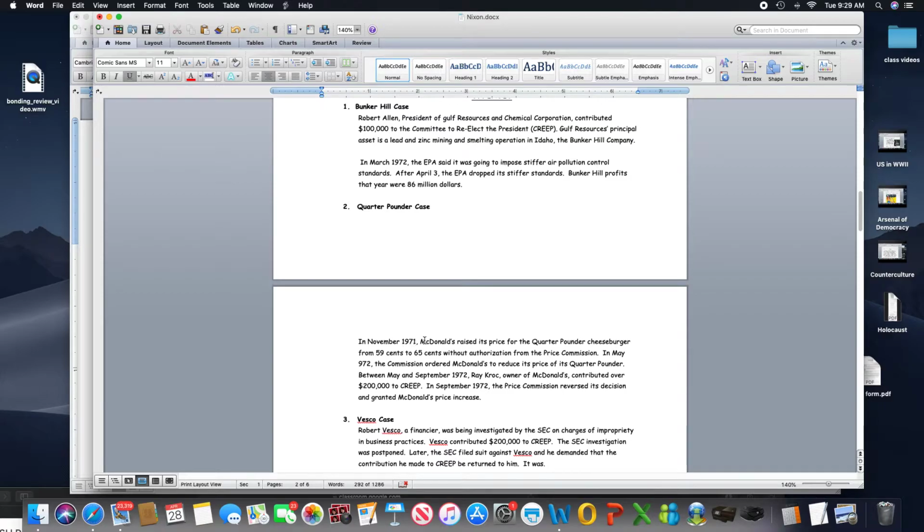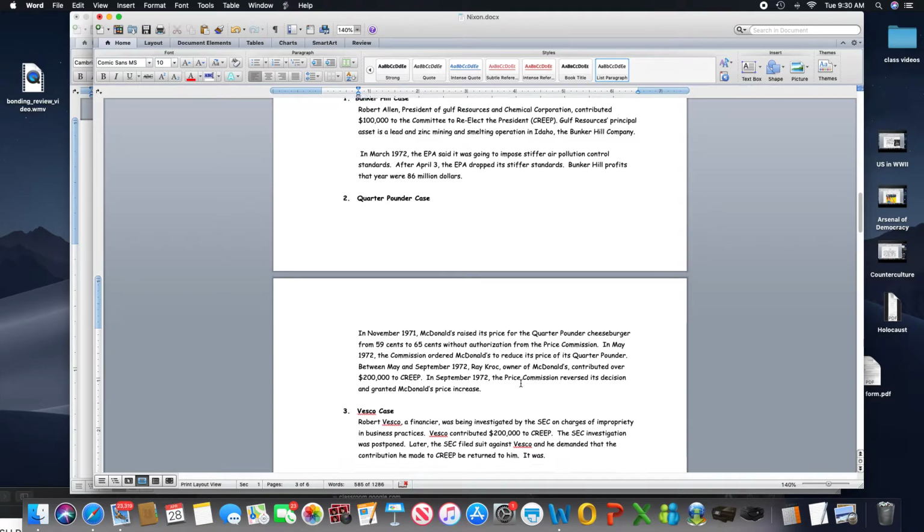In 1971, McDonald's raised its price for the Quarter Pounder cheeseburger from 59 cents to 65 cents without authorization from the Price Commission. In May 1972, the Commission ordered McDonald's to reduce its price. Between May and September, Ray Kroc, the owner of McDonald's, contributed over $200,000 to CREEP. In September of 1972, the Price Commission reversed its decision and granted McDonald's price increase. Okay, so this, again, is an illegal contribution.